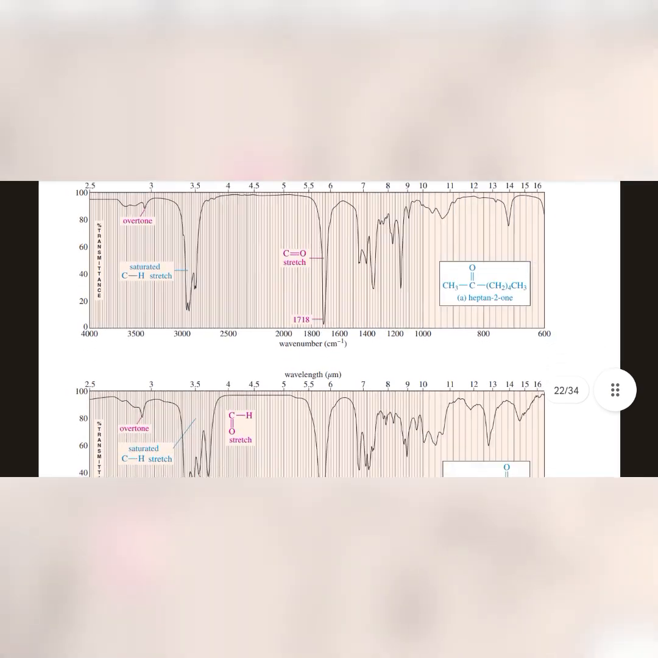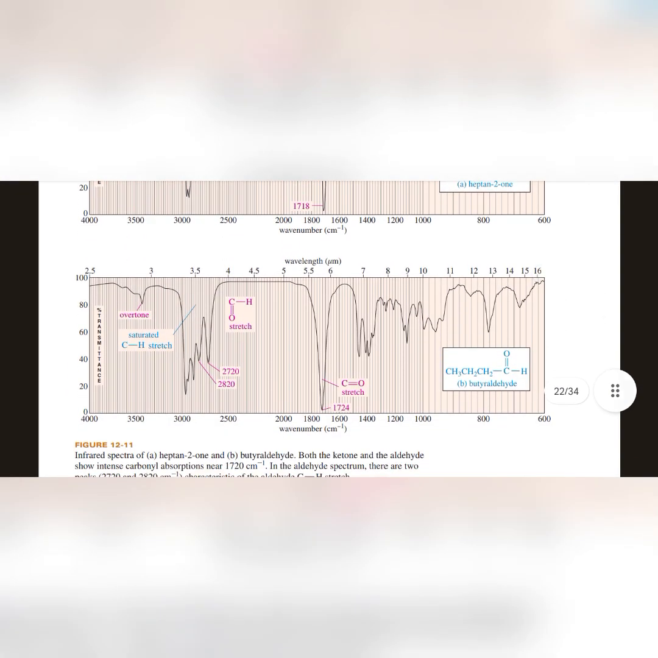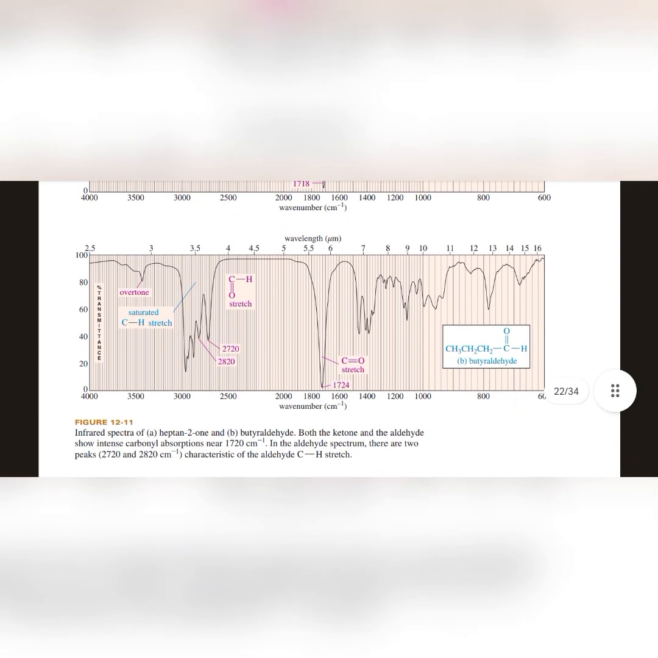Heptan-2-one and butyraldehyde. In the infrared spectra of heptan-2-one and butyraldehyde, both the ketone and aldehyde show intense carbonyl absorption near 1720 cm⁻¹. In the aldehyde spectrum, there are two peaks at 2720 and 2820, characteristic of the aldehyde carbon-hydrogen stretching.